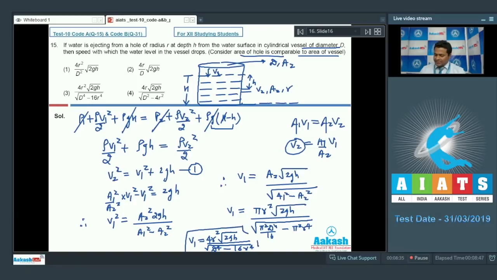So this is our final expression, and after looking at the option, we can say that option number 3 is absolutely correct. So that's why we will go with option number 3. Now let us proceed to the next question.